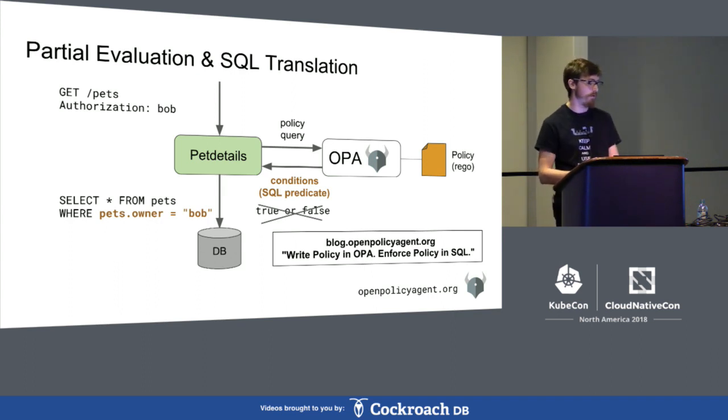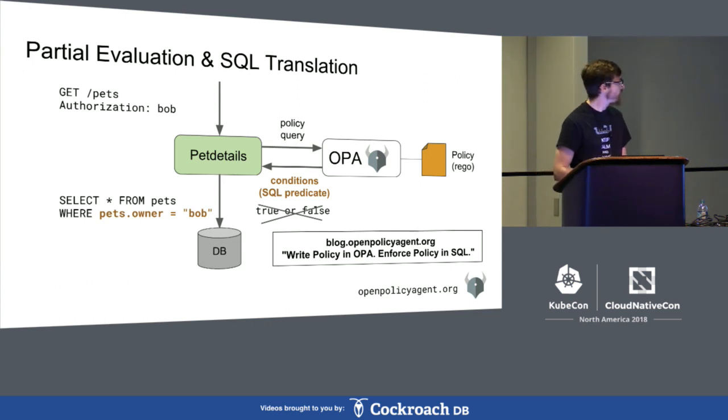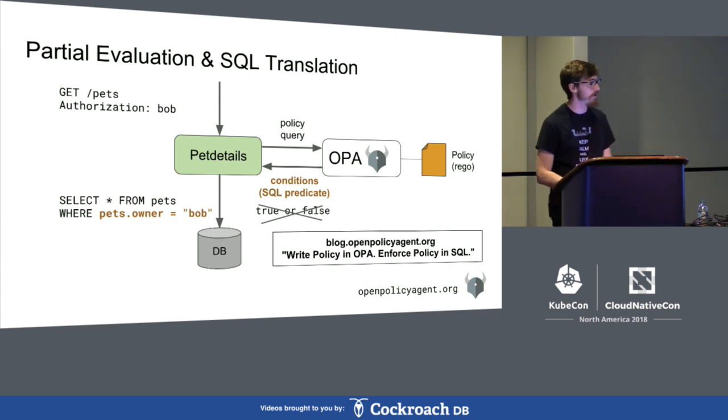And so in this case, if Bob was accessing his pets, then we'd generate this condition that says pets.owner must be equal to Bob. So this is a quick example of how this works. We have a blog for the project. There's a post on there called Write Policy in OPA, Enforce Policy in SQL. If you're interested in these kind of data filtering use cases, I recommend that you take a look at that. And if you have ideas about how this could be used, or you have feedback, we'd love to hear it and we'd love to talk with you.